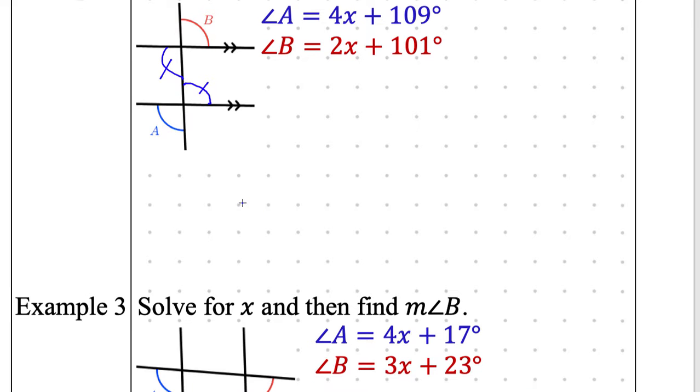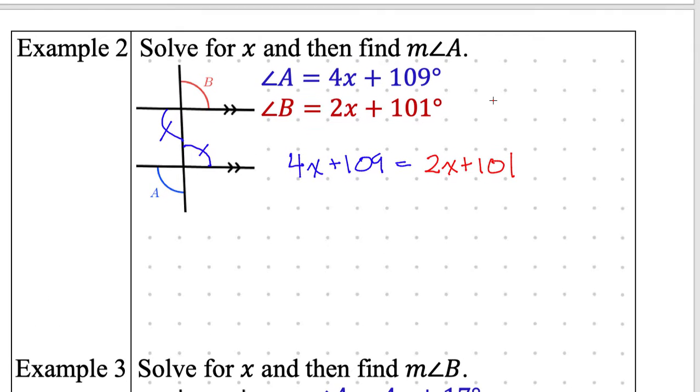So, if A and B are congruent, set their measures, set their angles equal to each other. I'm going to say now that 4x plus 109 is equal to the red angle 2x plus 101. And then I'm going to solve for x. When I solve for x, is that what I'm looking for? What is the question asking for? Is it asking for x? Yes. Is it also asking for something else? Yes. Okay, so we do need to solve for x, and then we're going to do another step on top of that.